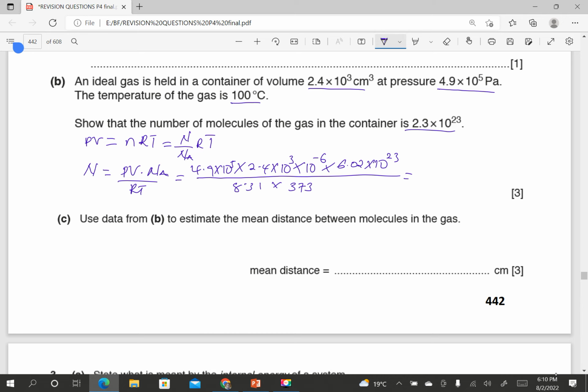Okay, my calculator is exactly giving me 2.3 times 10 power 23 to two significant figures. You can also verify with your calculator.